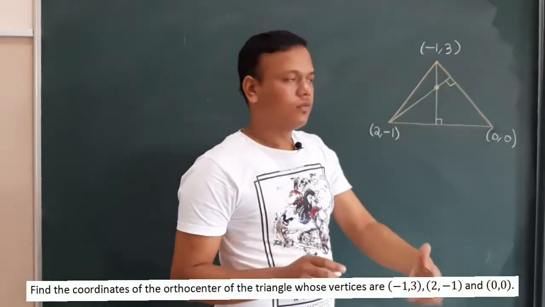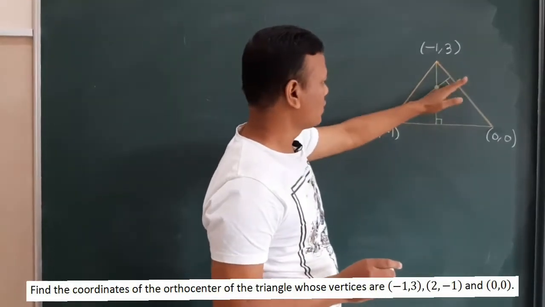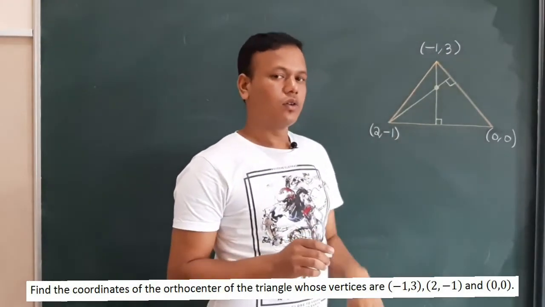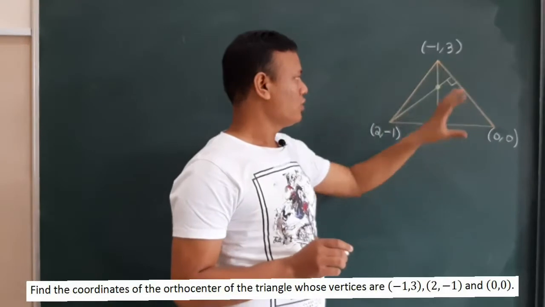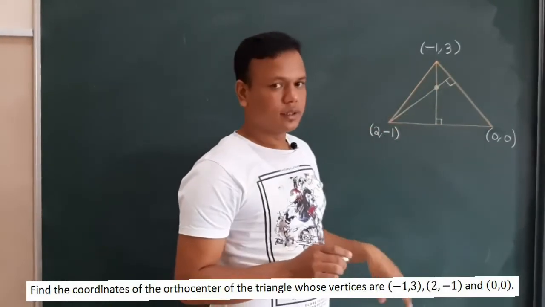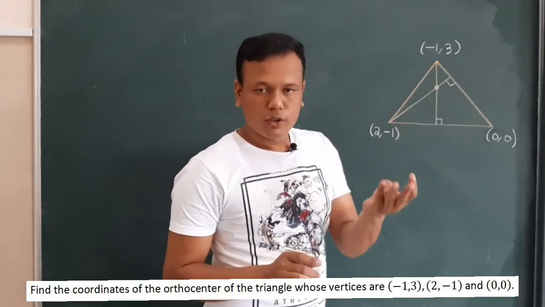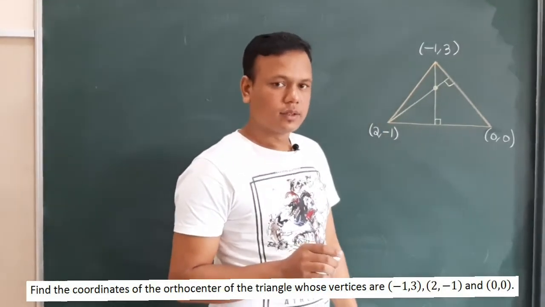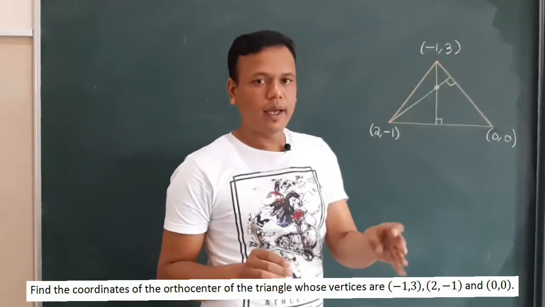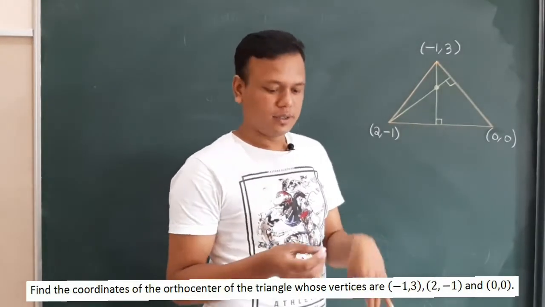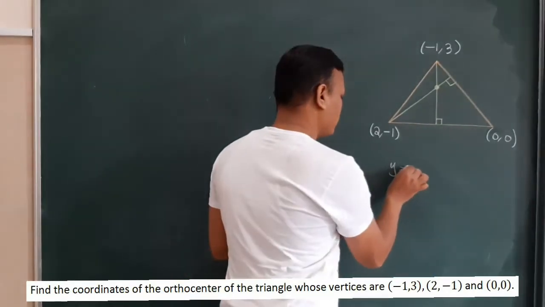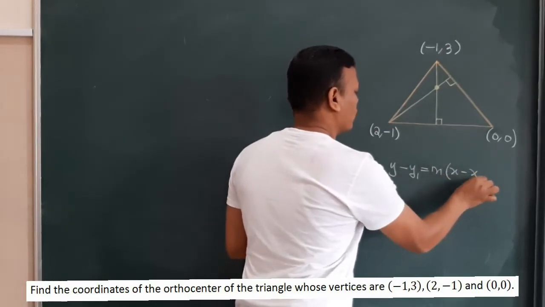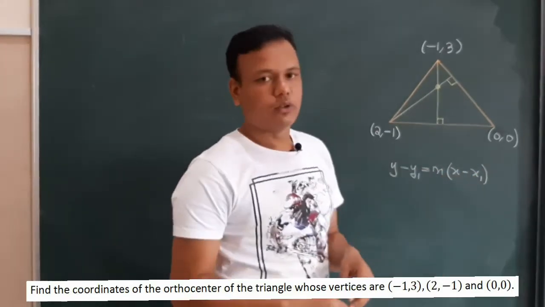Before that we need to know the equation of this line and the equation of this perpendicular line. In order to find the equation of a line, we need the slope and a point through which the line passes. If we know the slope and the point, then we can use the formula y minus y1 equals m into x minus x1 to find the equation of the line.